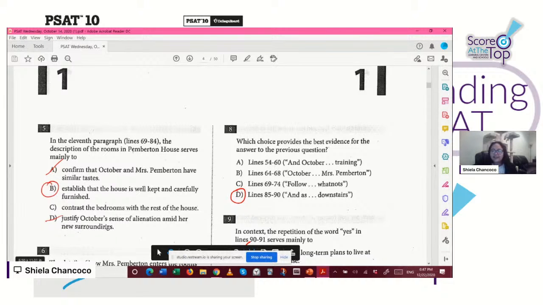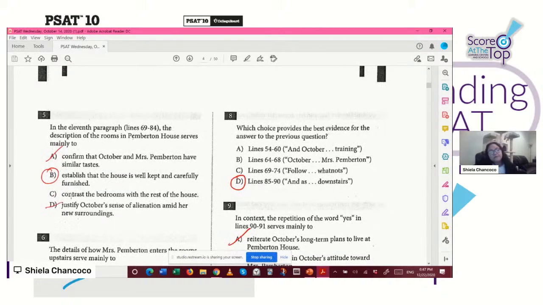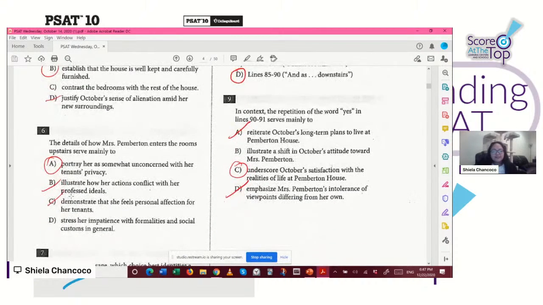Justify October's sense of alienation amid her new surroundings. This one was, I think, a trap answer, because if you were thinking that October was the one saying all these things, it was more of a narrator's perspective on what's going on. And so someone might have answered D, but if you compare B and D, B is the better answer. Okay? All right. So let's move on to number 6.